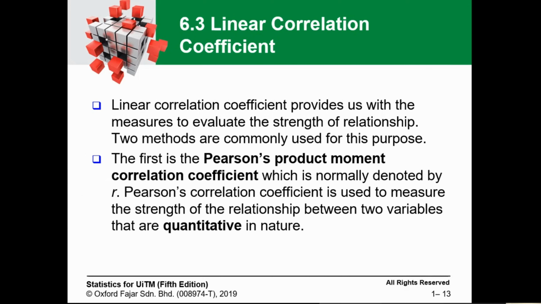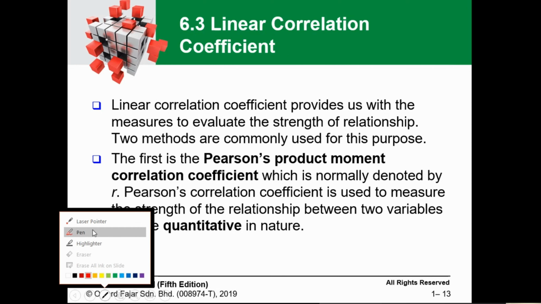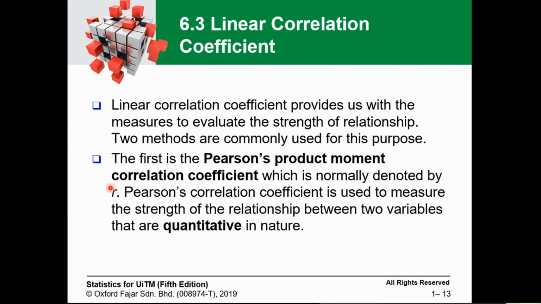Pearson product moment correlation coefficient is the name of the method, but you can just memorize it as Pearson. Pearson is normally denoted by r. If you see a small r, it refers to Pearson. Pearson calculates for us the correlation between the variables if our data is quantitative.